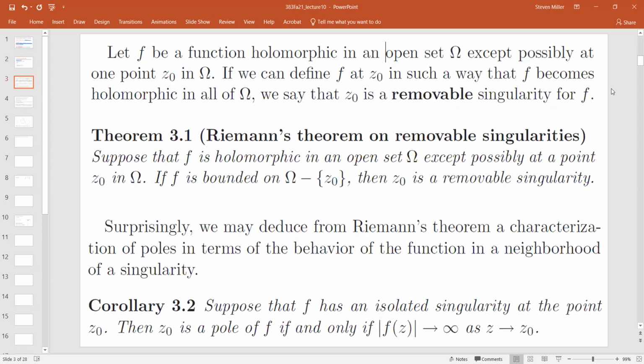All right, so I'm not going to go through these in great detail. They're just in the notes, in the slides online, but this was from the video, that if you have a function that's holomorphic on a nice open set omega, except possibly at a point z0, then we can remove it and we can make the function well behaved.